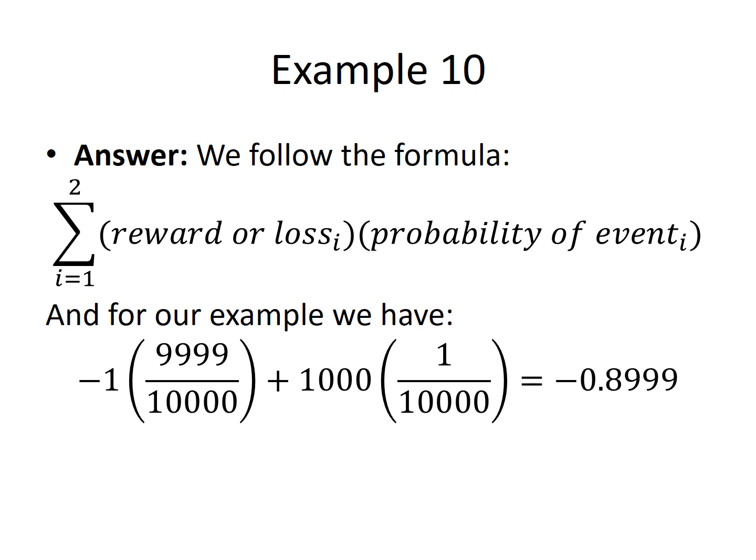But the reward that you get is $1,000, but there's only 1 chance out of 10,000 of getting that $1,000 reward. So the second calculation, the 1,000 times 1 over 10,000, represents the part of the experiment where you actually win. And you add these up together and you get a negative 0.8999.